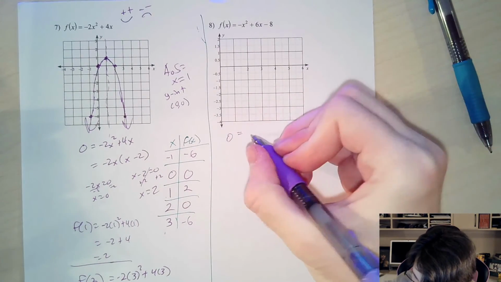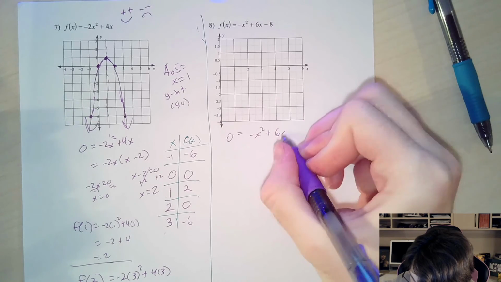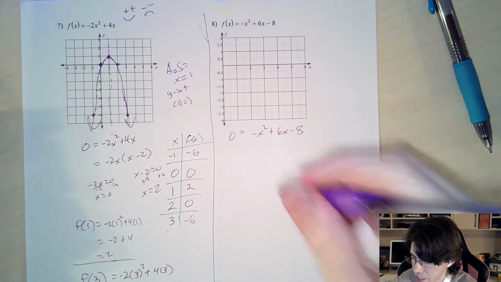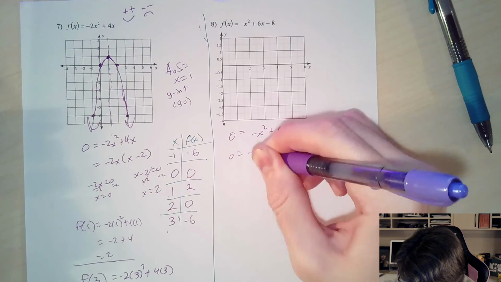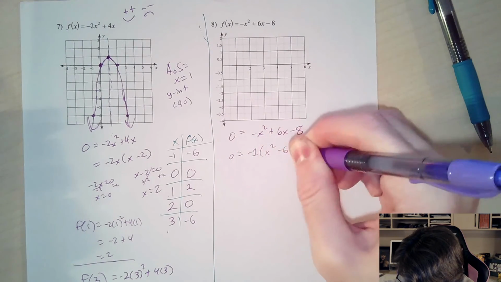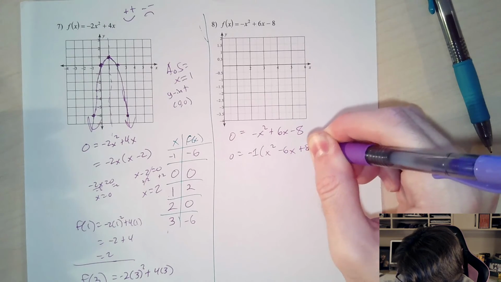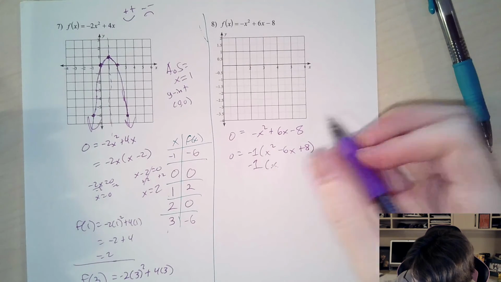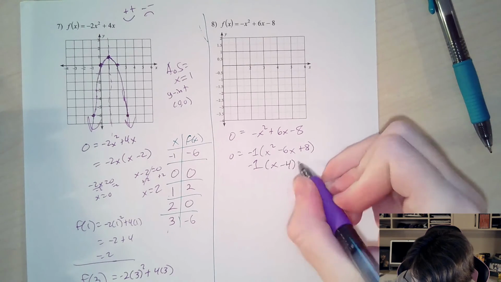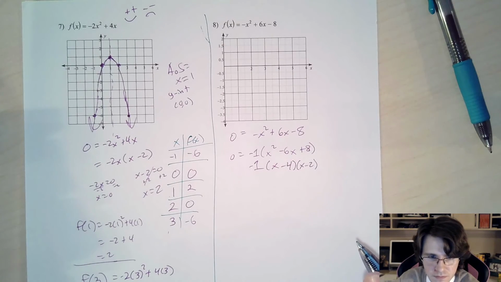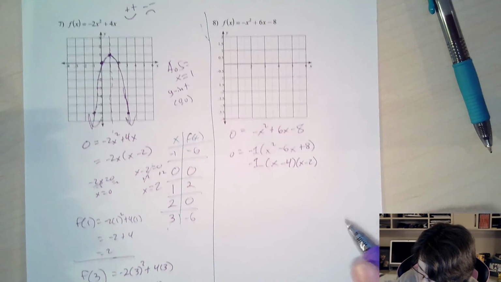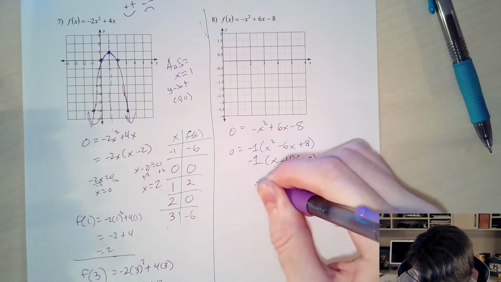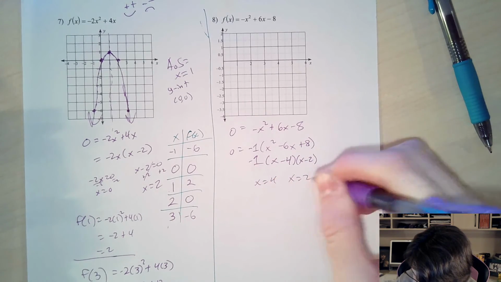0 equal to negative x squared plus 6x minus 8. So in this one, you have to realize that you're able to factor out a negative 1. That's the hard part about this one. So x squared minus 6x plus 8. It actually has the same exact values as the previous question. Minus 4 and minus 2. Continuing on, negative 1 never equals 0, so x only equal to 4, and x is equal to 2.